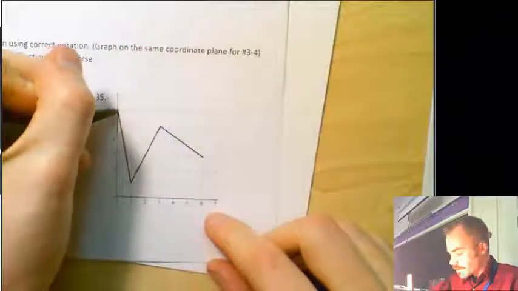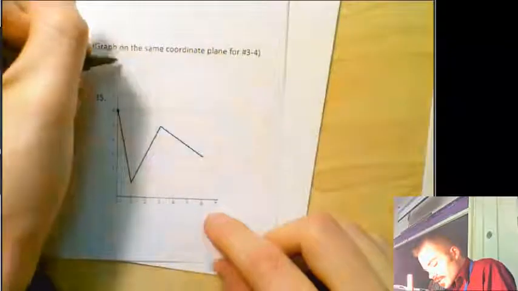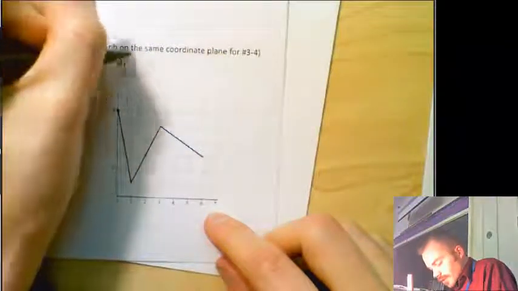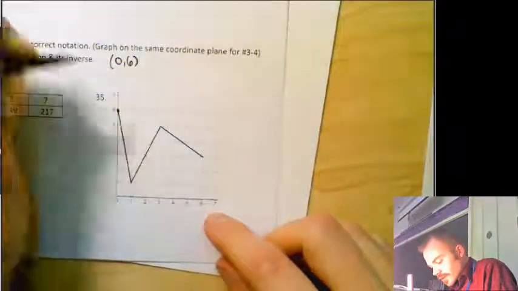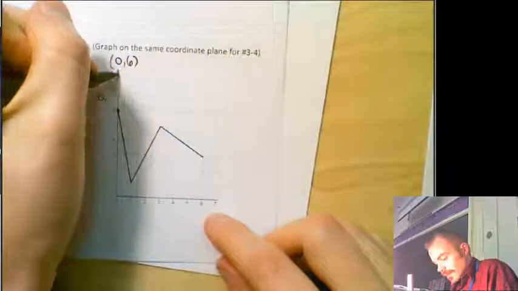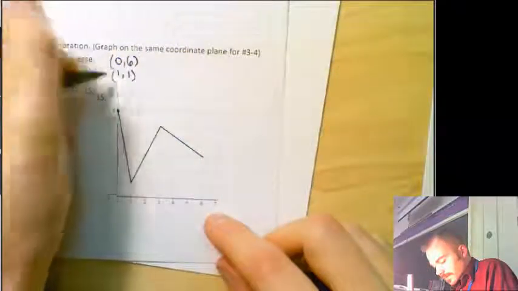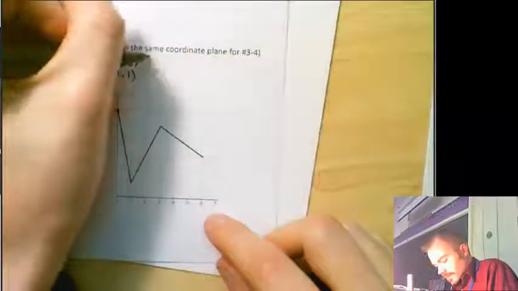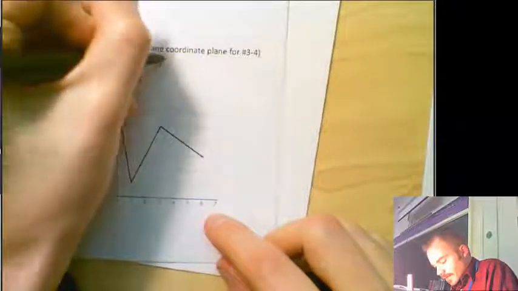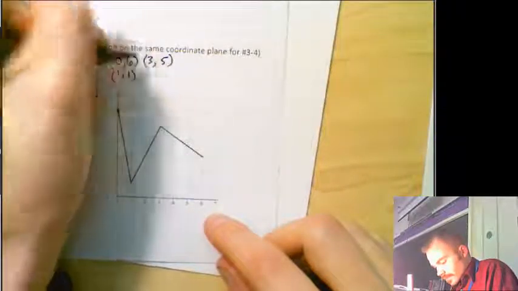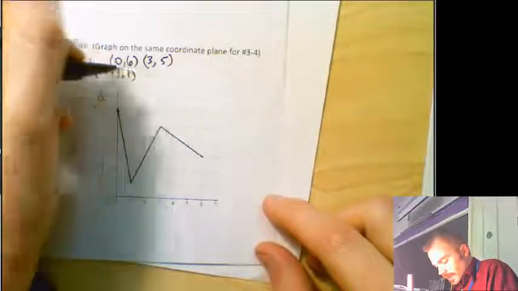So the original function has points of (0, 6), (1, 1), (3, 5), and (6, 3).